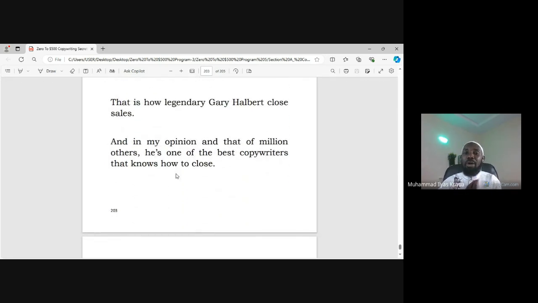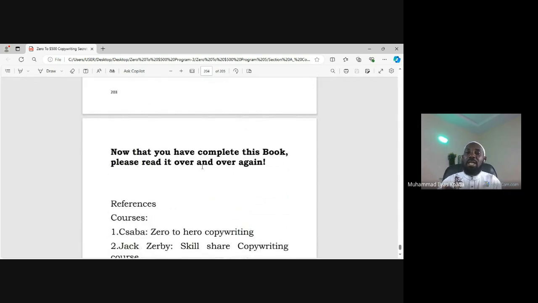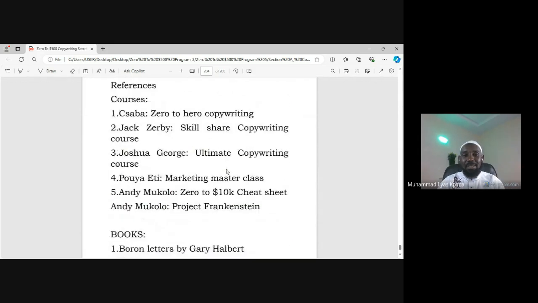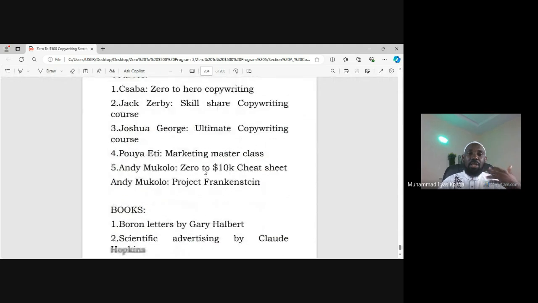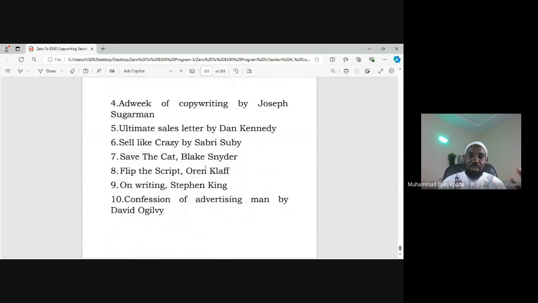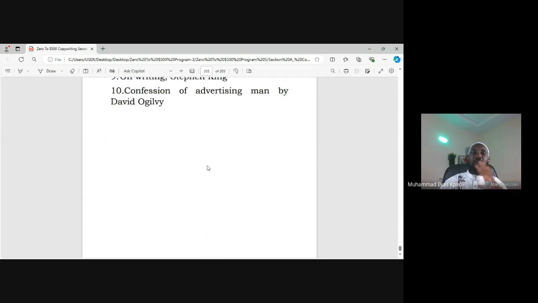And in my opinion, and that of millions of copywriters out there, he is the best person that knows this. Now that you have completed this book, please read it over and over again. This is like the reference. If you want to read some of the references, these are some of the things I have read.